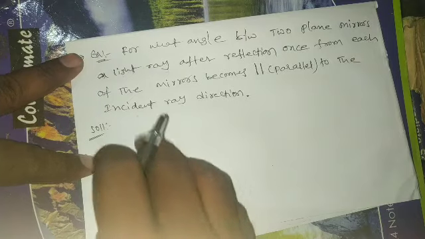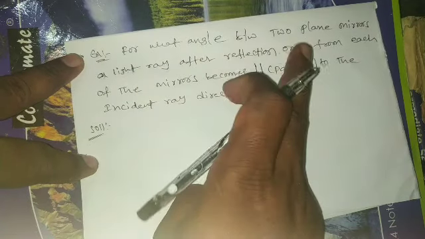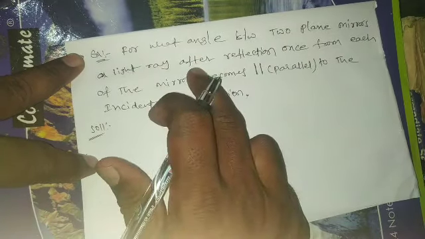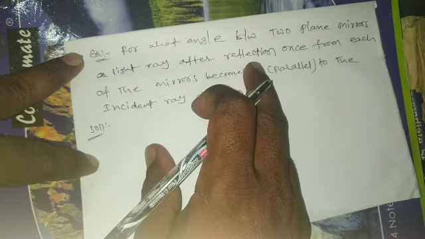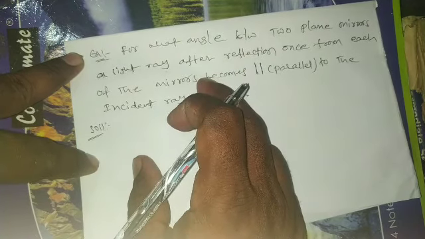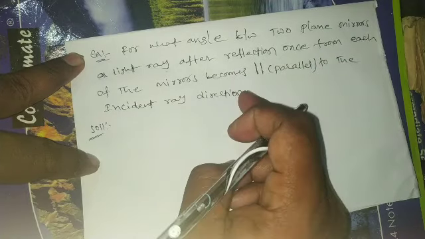So first of all, read the question. For what angle between the two plane mirrors does a light ray, after reflection once from each of the mirrors, become parallel to the incident ray direction?